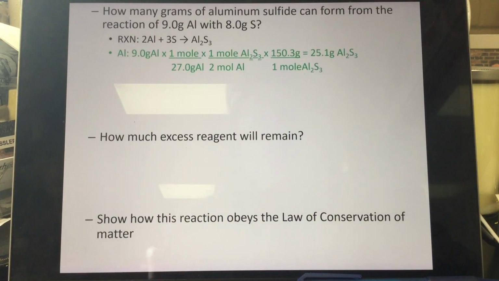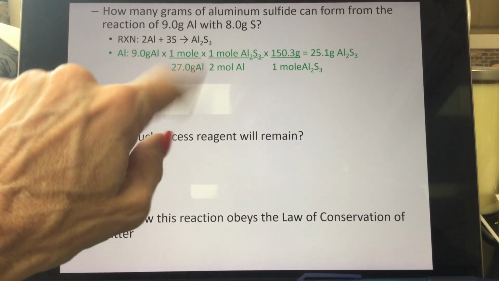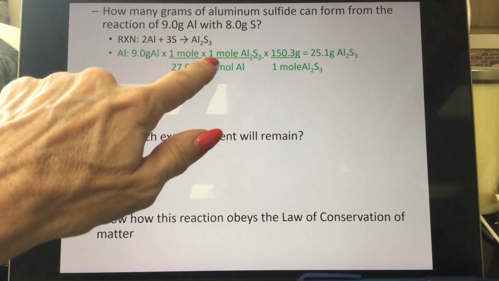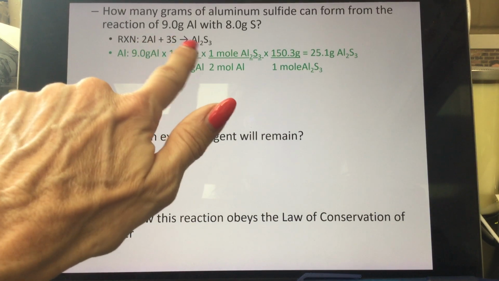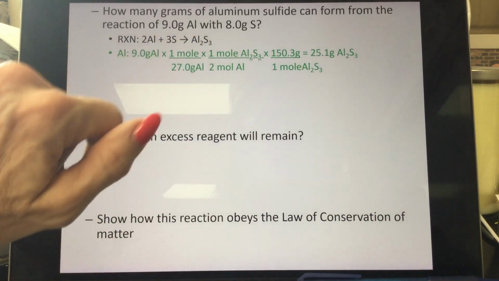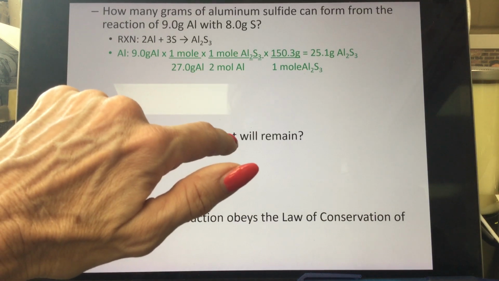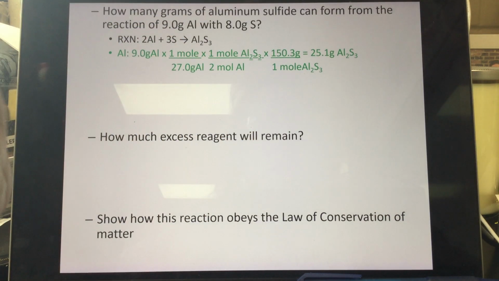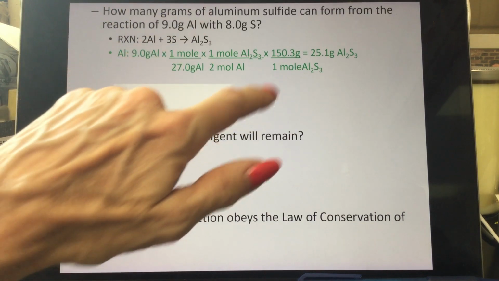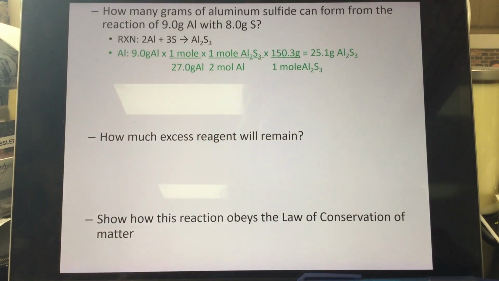Okay, so first I'm going to take the 9 grams of aluminum and convert it all the way to grams of product, aluminum sulfide. Just like we've been doing throughout this chapter, since I have grams here, I'm dividing by aluminum's molar mass. And then here's my mole ratio from my balancing. Since I'm doing aluminum and aluminum sulfide, I have 1 mole of aluminum sulfide over 2 moles of aluminum. I could stop there if I wanted, but we're solving for grams of aluminum sulfide anyway, so I'm going to keep going and multiply by aluminum sulfide's molar mass, which is 150.3.